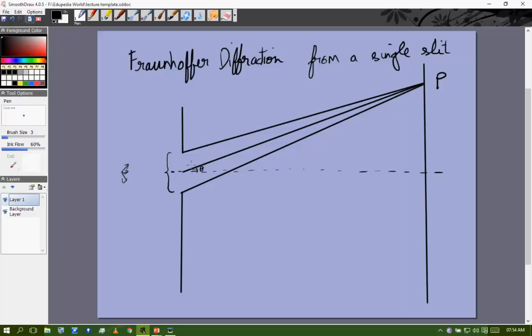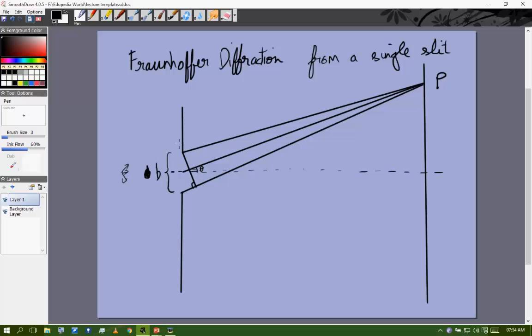Now again we'll be using the assumptions which we used in YDSE, namely that the distance between the slit is much larger than any of the dimensions. So we'll be assuming that this angle is very, very small. We'll draw a perpendicular just like we did for YDSE. Let's say this total slit has a width of B. I was going to use D, but that we use for YDSE, so let's call it B.